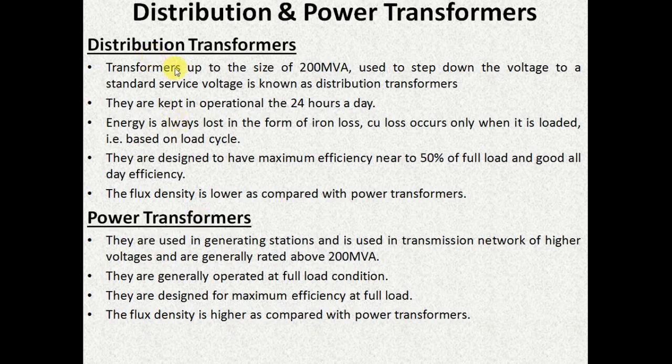Since the distribution transformers do not operate at full load condition, they are designed to have the maximum efficiency of operation at 50% of full load. In the case of a power transformer, both copper losses and iron losses occur throughout the period of operation. Whereas in the case of the distribution transformers, just like what we said before, iron losses occur throughout the day of operation, whereas copper loss occurs only during the period of loading.